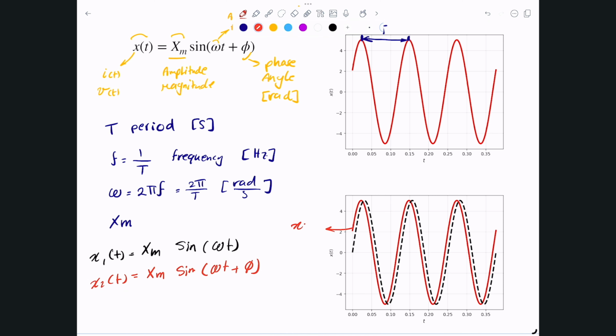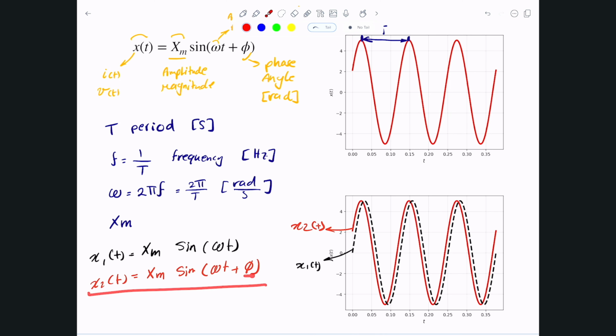So this one here is x2(t), and this one here is just simply x1(t), of course. Both of them are functions of t. And we typically say, well, let's think about it in here. Let's take a look at the maximum value. The red one reaches the maximum value before the black one. So it actually leads it. And you can see that it actually has a phi. This one does not have a phi.